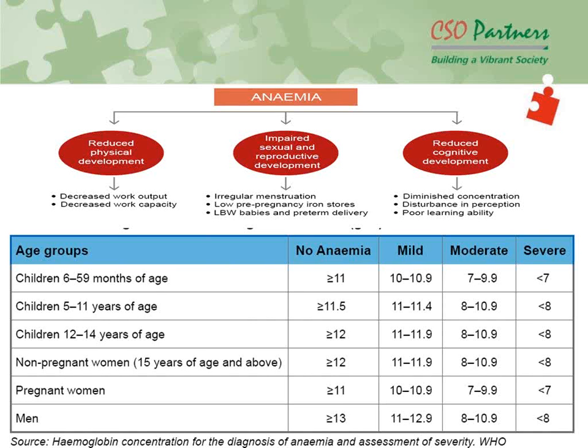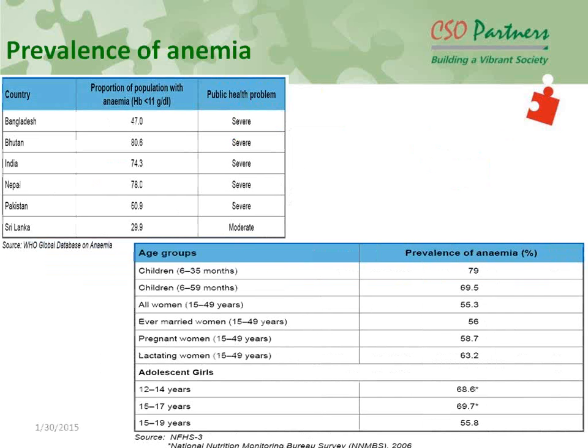Now we spoke about anemia. There are three major problems associated with anemia: reduced physical development, decreased work output and work capacity; impaired sexual and reproductive development; and reduced cognitive development. So these are the three major areas where we see the manifestations of anemia. And we said that generally if the hemoglobin count is below 8, then it is alarming. For anybody at any age group, male or female, we should seek the right kind of support and treatment.